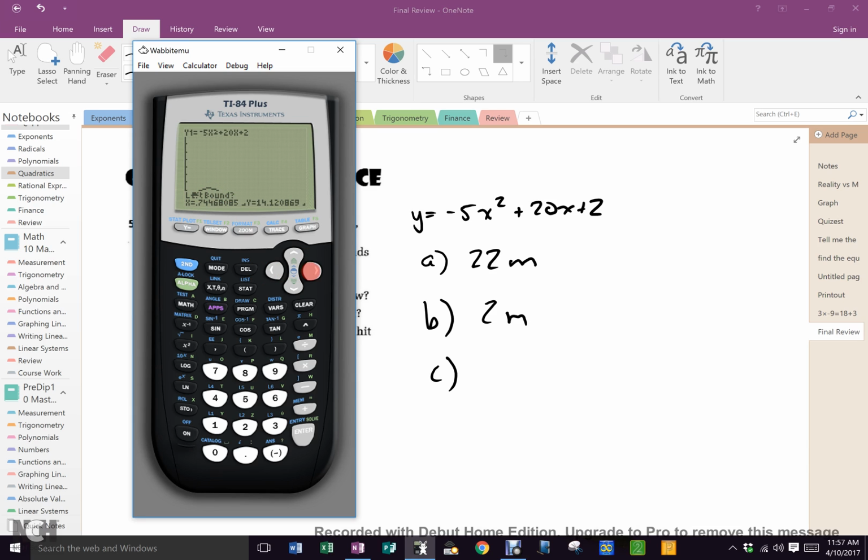Here it comes. Enter. And then I just go past till I'm off the screen or past where I want to be. Enter. Guess. No sign change. What was wrong with that? My window was no good.